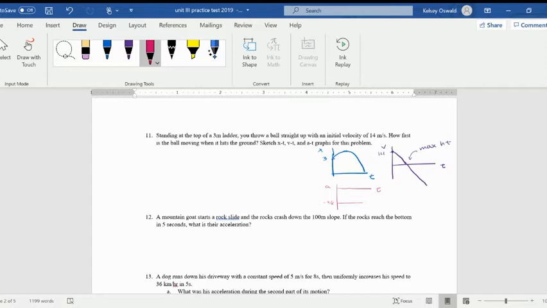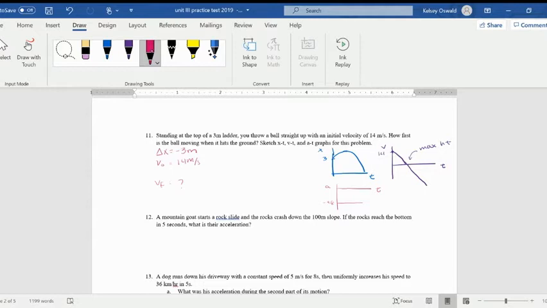Okay, so now let's go ahead and look at the math for this problem. So we know that we're standing atop a 3-meter ladder, and our ball is going to hit the ground. That means our ball is going to move 3 meters down, or have a displacement of negative 3. We know our initial velocity is 14 meters per second, because that's how fast we throw the ball up. And we want to find how fast the ball is moving when it hits the ground. So we're trying to find our final velocity.